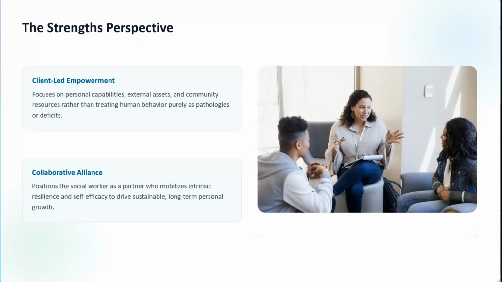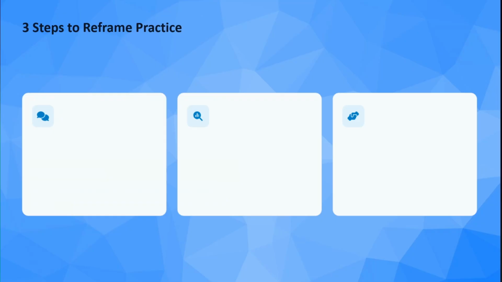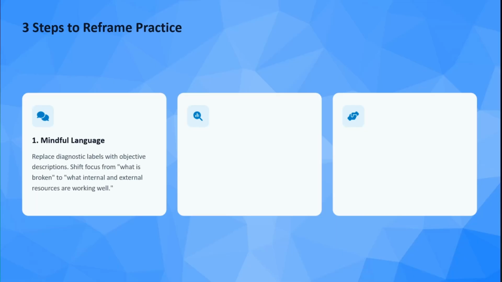to overcome life's hurdles. I'm going to give you 3 clear steps for how to use strengths-based practice in social work. First, pay attention to your language. Words create realities, so replace clinical deficit labels with neutral, asset-based phrasing. Shift focus from what is broken to what internal and external resources are working well.